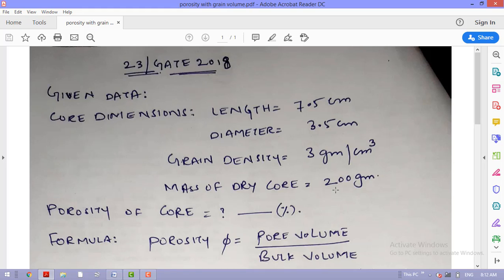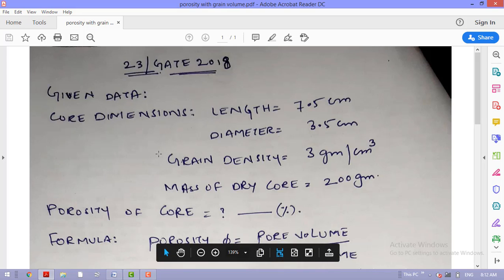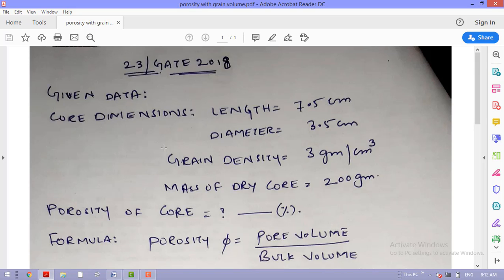As we all know, the formula for porosity is nothing but pore volume upon bulk volume. From the given data, we cannot find the pore volume because he has not given that the core is saturated with any fluid, and neither has he given the fluid density. He has just given the grain density and the mass of the dry core.